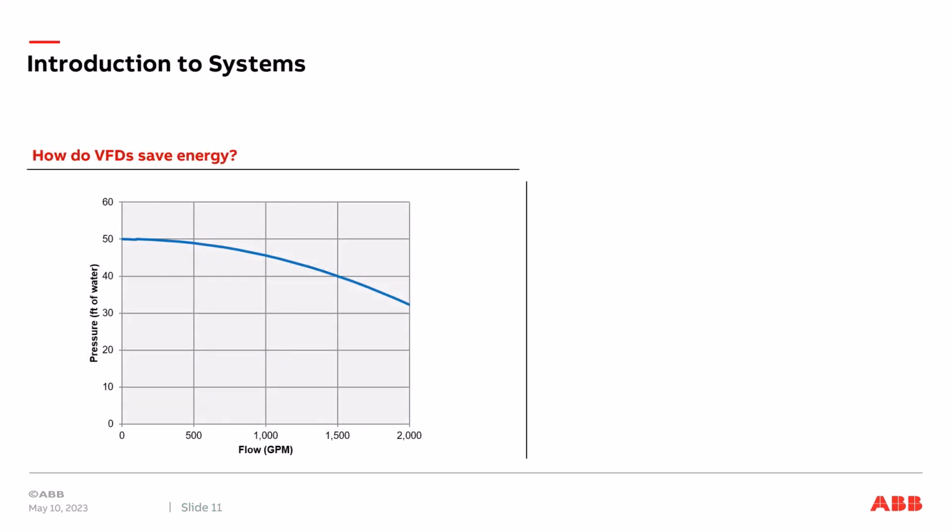How do VFDs save energy? We are going to look at a fan or a pump curve. In this example, we're going to talk through this as a pump curve. The pump curve is graphed here, has to do with the amount of pressure versus the flow in gallons per minute. Pressure is on the y-axis, flow is on the x-axis.